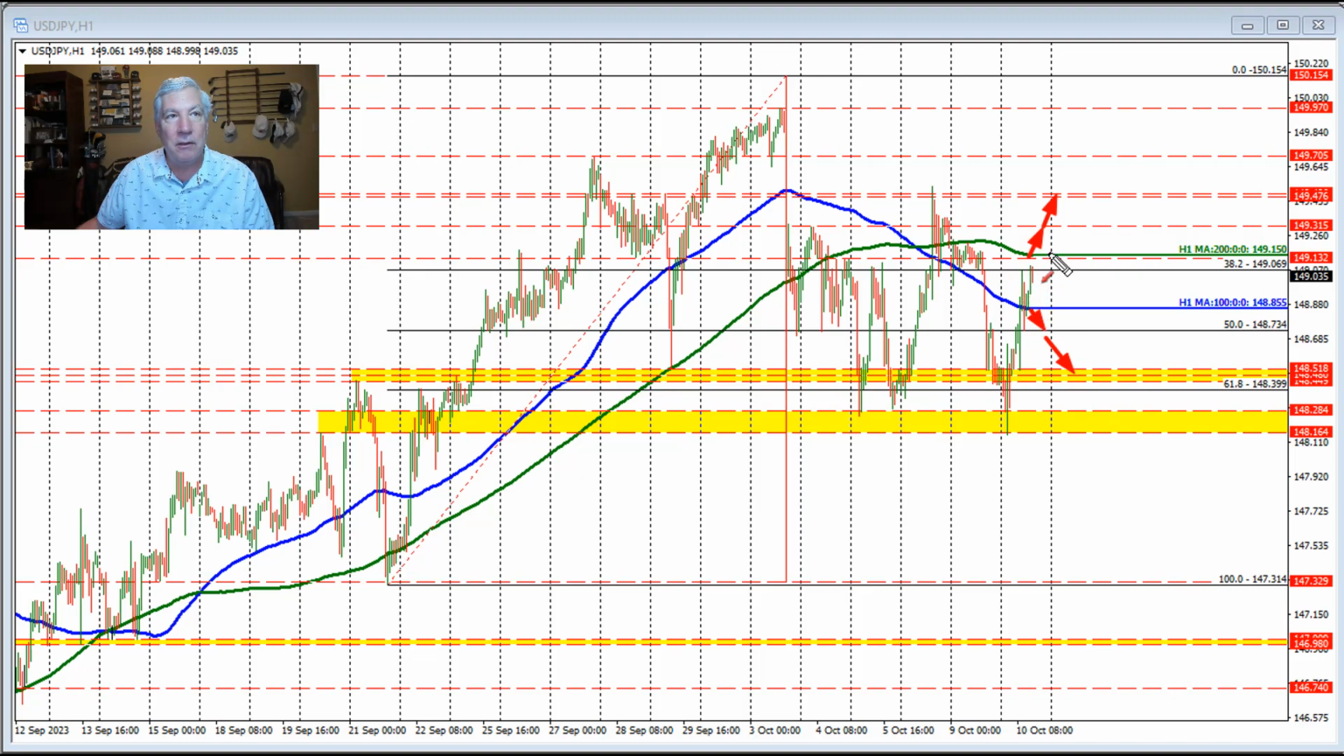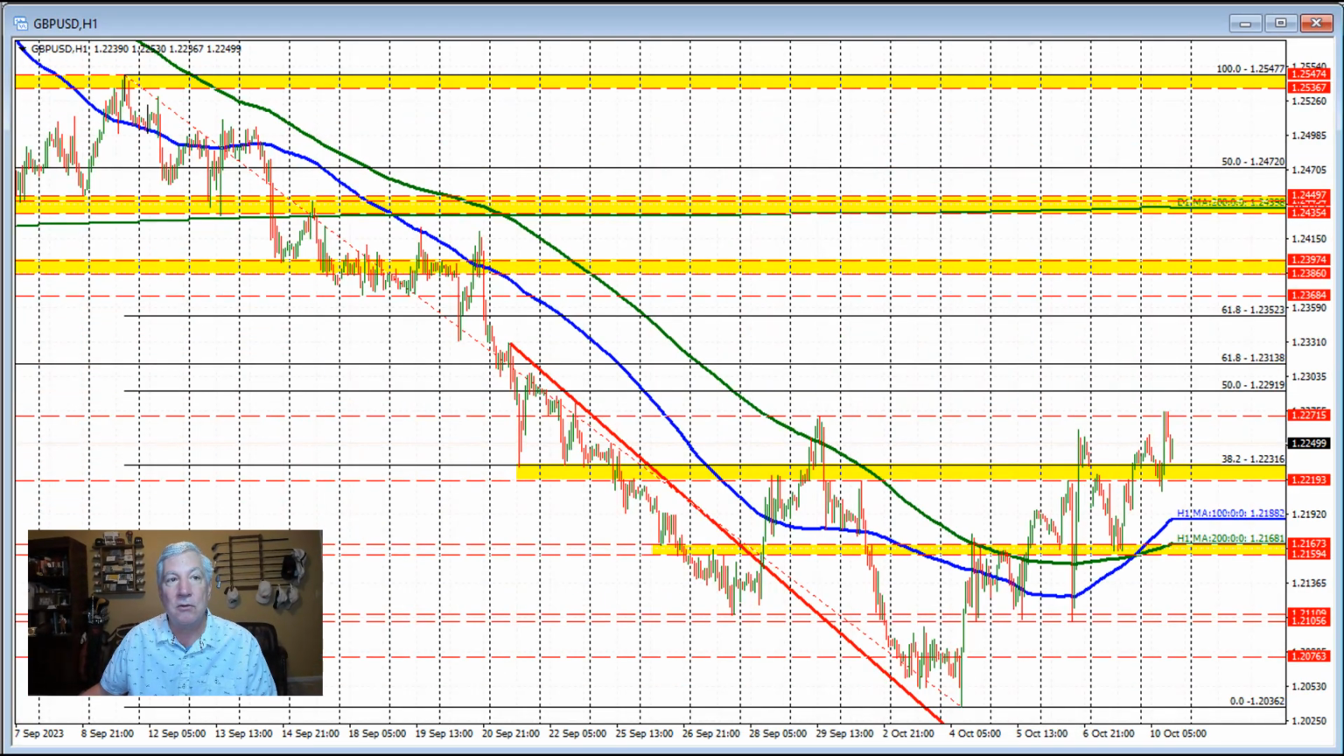In between the 100, 200, the 38.2% retracement is also within that area. So be aware, be prepared. But the trading activity has taken the price into that area now. The decision has to be made by both the buyers and sellers who's going to take more control. Let's take a look at the sterling versus US dollar next.